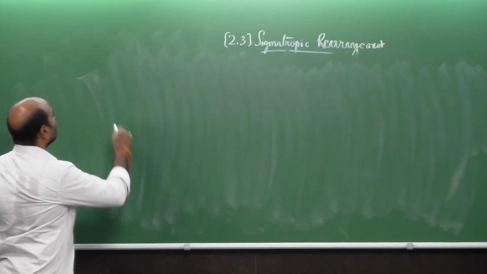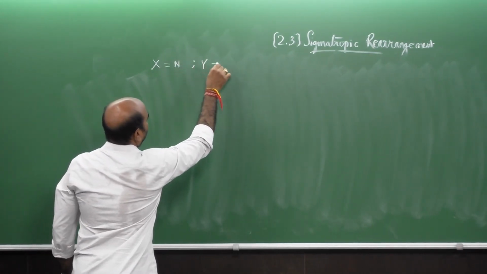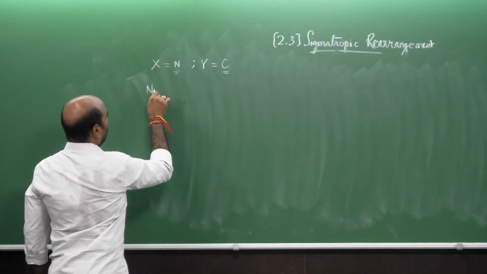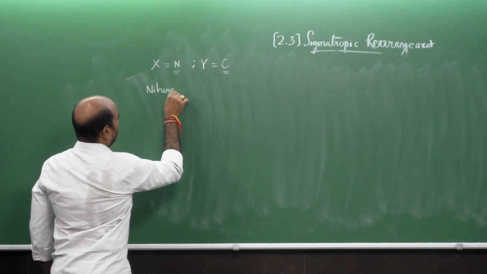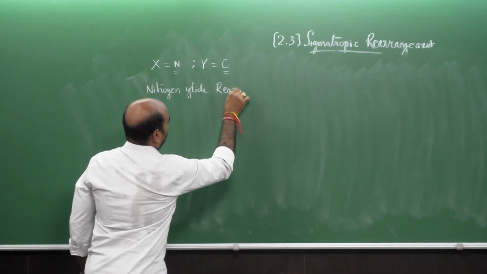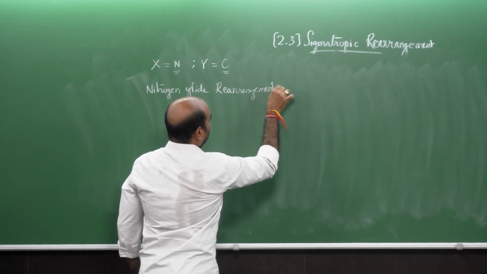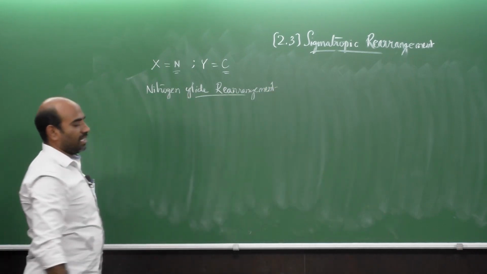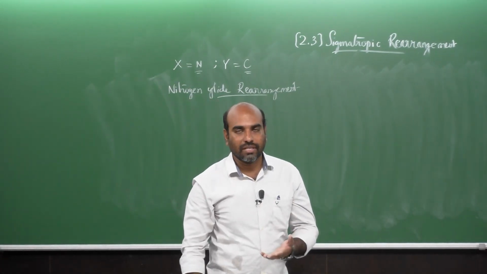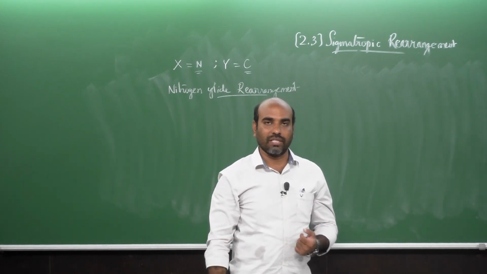So next thing is, if X is equal to N and Y is equal to C, you call this nitrogen ylides. Nitrogen ylides are involved in the 2,3 sigmatropic rearrangement. So similar to the sulfonium ylides, nitrogen ylides are also able to be involved in 2,3 sigmatropic rearrangements.